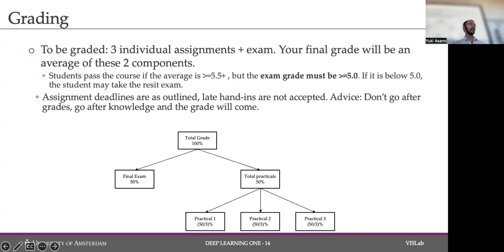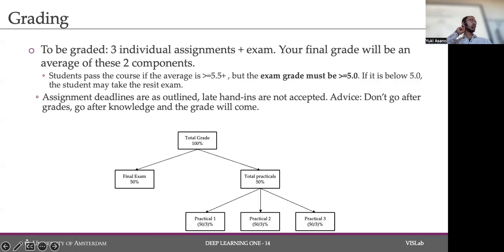We have the three assignments that I've mentioned and we have an exam. The final grade will be a very plain old average of the two. So you can see the total grade is 100%, the final exam is 50%, and the practicals together make up 50%. So each practical makes 1/3 of 50%. That is very simple to understand. You will pass the course if the average is larger or equal than 5.5, but the exam grade must be larger than 5.0. If it is below 5.0, you may take the resit exam.